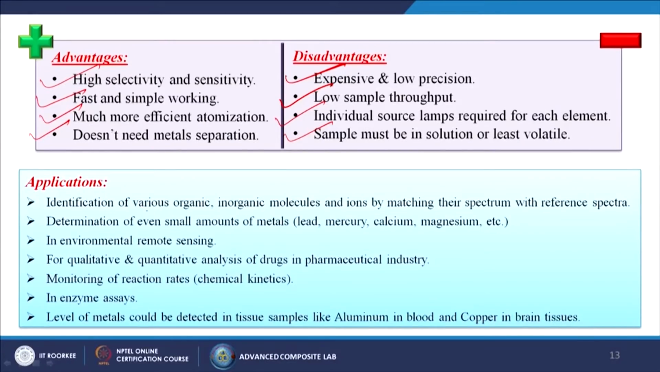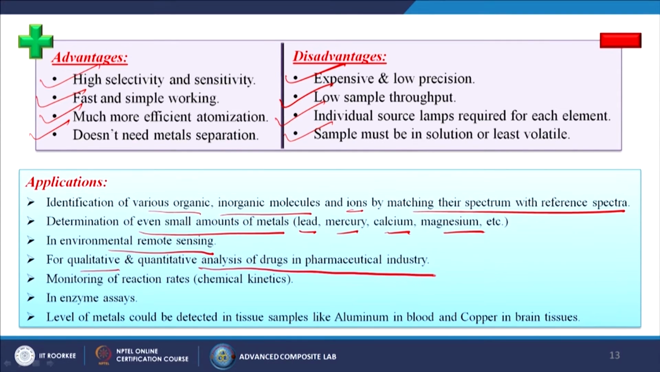What are the applications of AAS? Identification of various organic and inorganic molecules and ions by matching their spectra with reference spectra. Determination of even small amounts of metals like lead, mercury, calcium, magnesium, etc. In environmental remote sensing, for quantitative and qualitative analysis of drugs in the pharmaceutical industry, monitoring of reaction rates like chemical kinetics. In enzyme assays, levels of metals could be detected in tissue samples, like aluminum in blood and copper in brain tissues.